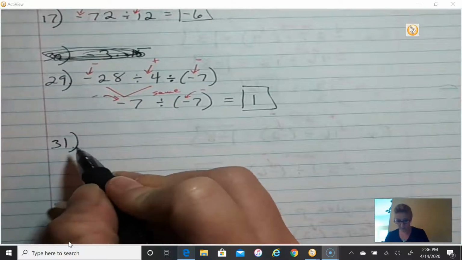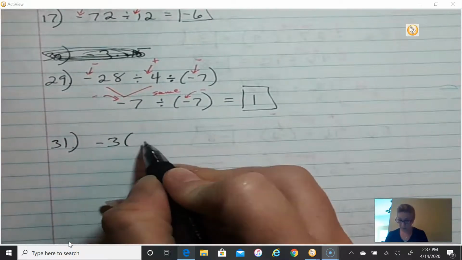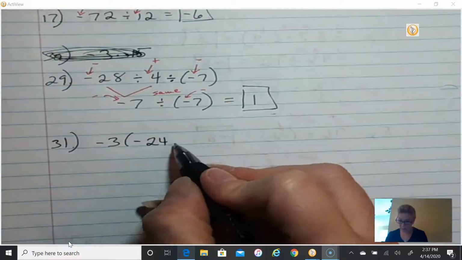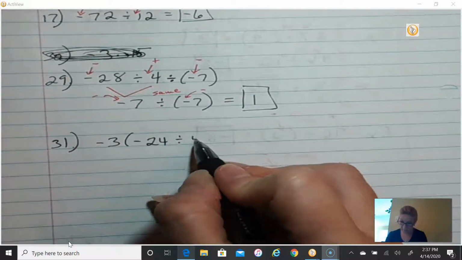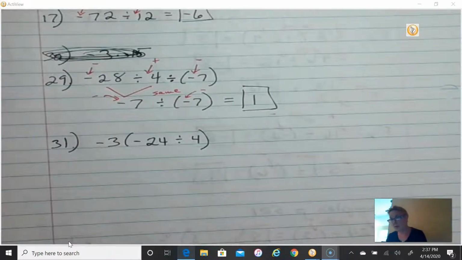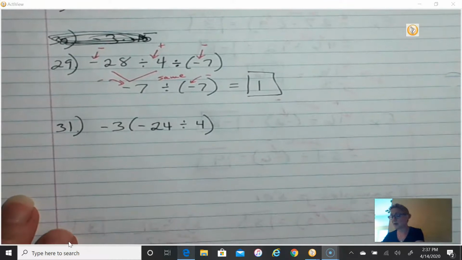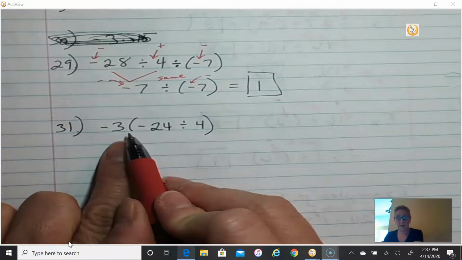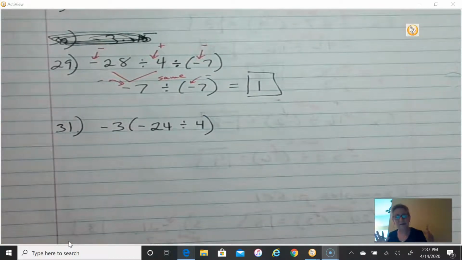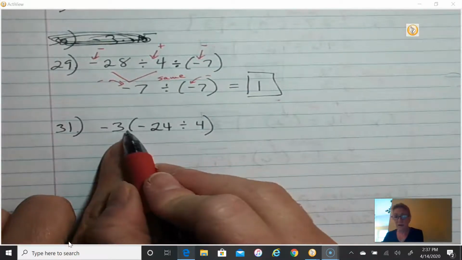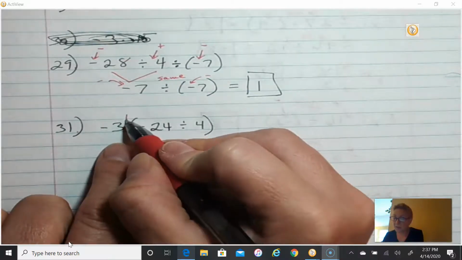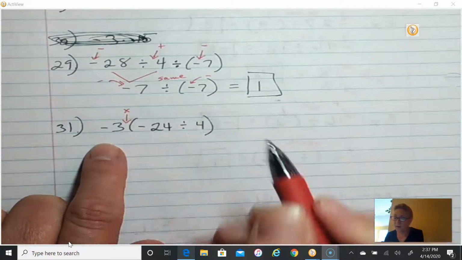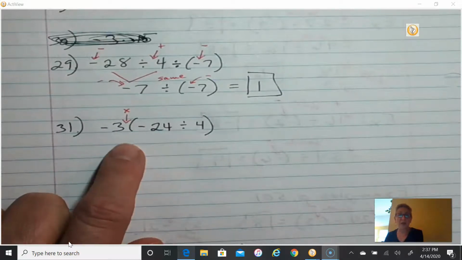All right, 31. Negative 3 times negative 24 divided by 4. In PEMDAS or GEMDAS or just order of operations, you must work within the parentheses first. But notice this. Like a good investigator, sit back and look at the whole picture first before you jump on in. So right here, notice that this is multiplication, and sometimes I like to write that in there so that when I'm doing my work, I do not forget later on, because it's going to be real easy to forget.